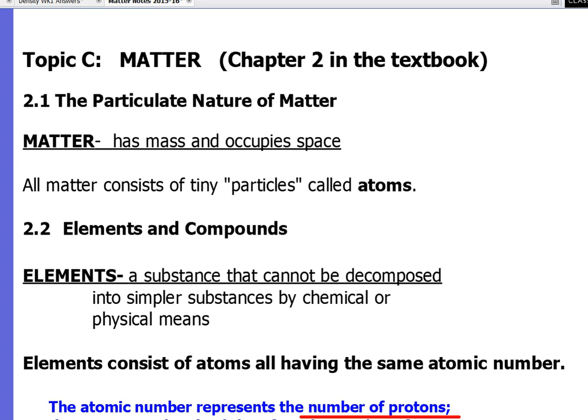We're going to spend more time talking about protons, neutrons, and electrons in the next unit. But this one's just kind of like the basics. How do we divide matter? What happens when matter mixes? Things like that.